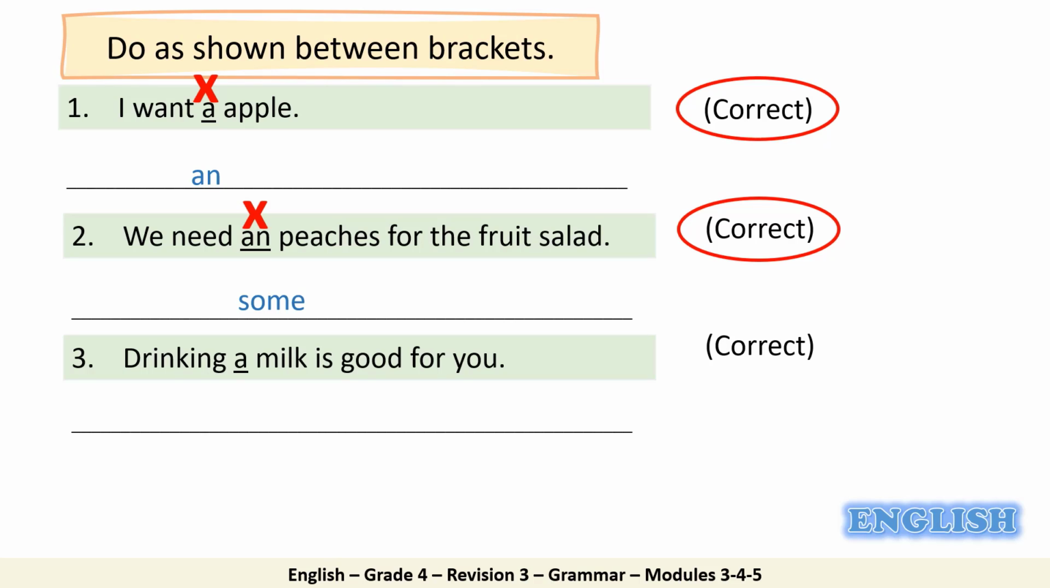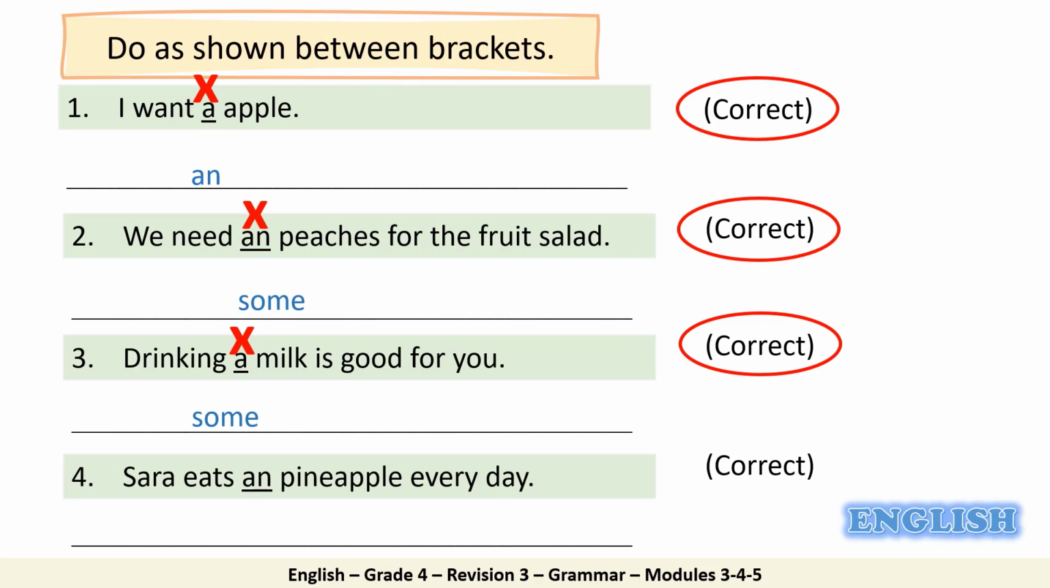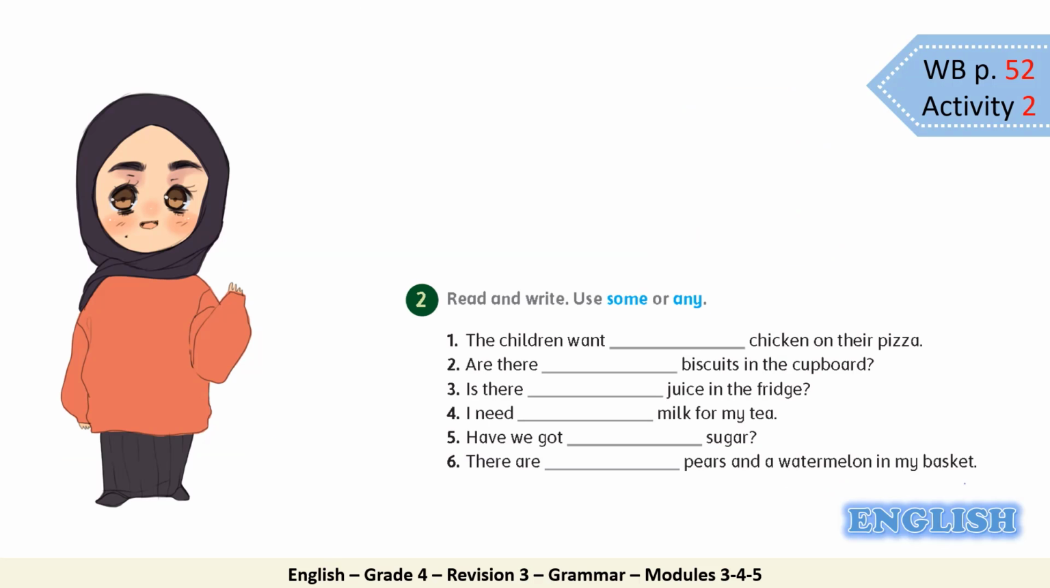3. Drinking a milk is good for you. Let's correct the underlined word. Drinking some milk is good for you. 4. Sarah eats an pineapple every day. Let's correct it. We would say Sarah eats a pineapple every day. Now open your workbook on page 52, Activity 2. It's time to do the next activity.